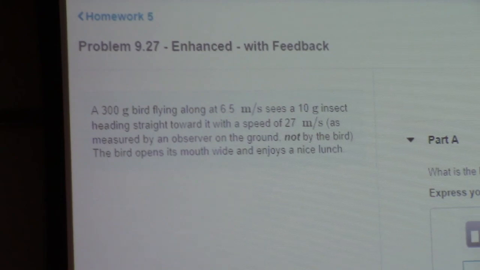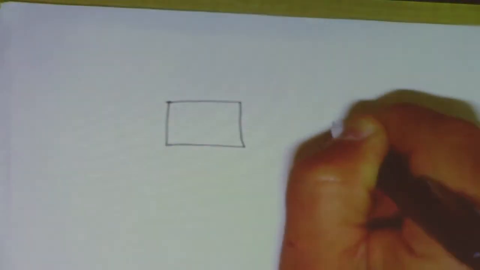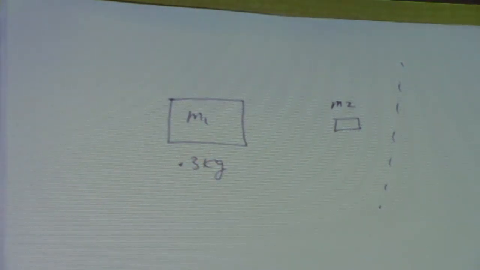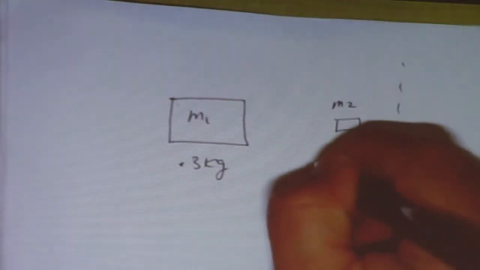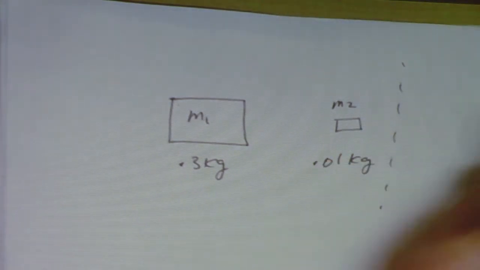So we'll have to do a nice picture. Okay, you don't want to see me draw a bird, so I'm going to draw the bird as a block and the insect as a smaller block. Maybe I'll just call this one mass 1 and mass 2. So mass 1 in my picture here is the bird, 0.3 kilograms, divide it again by 1,000. The insect, 10 grams, 0.01 kilograms when you divide by 1,000.